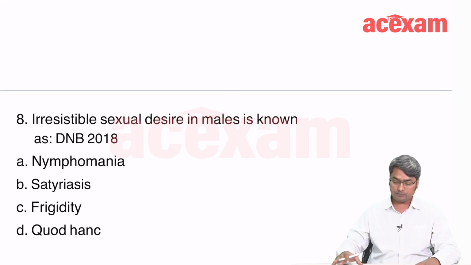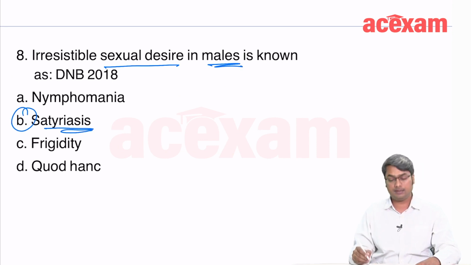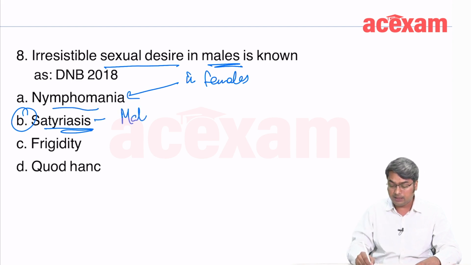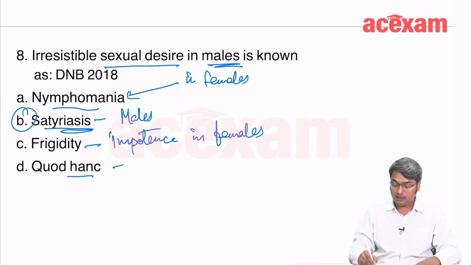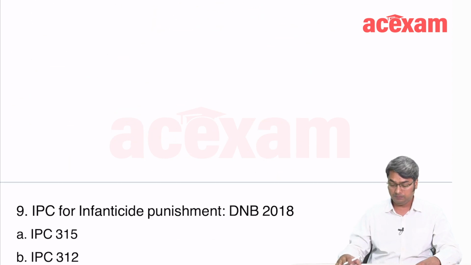This is false. Next, irresistible sexual desire in males is known as satyriasis. This is the irresistible sexual desire in females. Irresistible sexual desire in females is known as nymphomania, and satyriasis is in males. Frigidity is impotence in females. And coitus hank is when a person is impotent for one particular partner. That is known as impotence coitus hank.